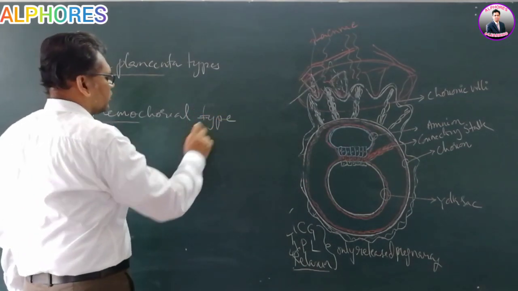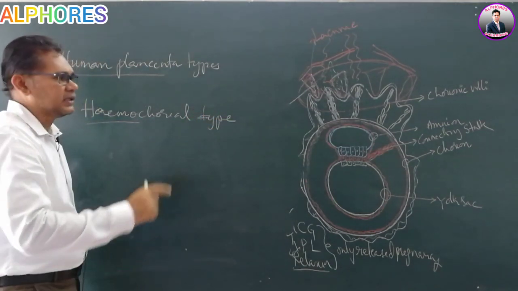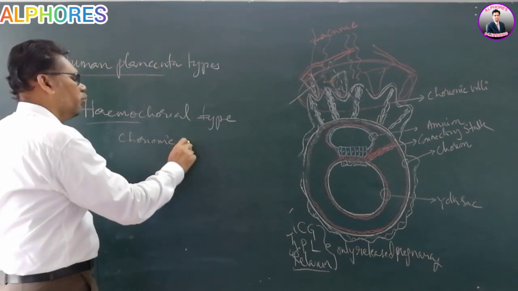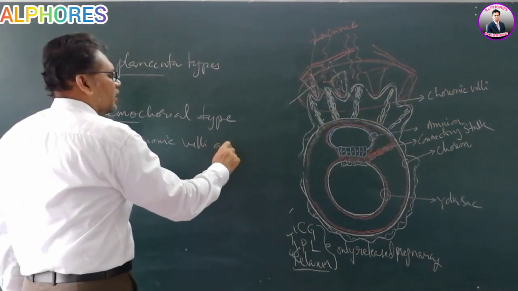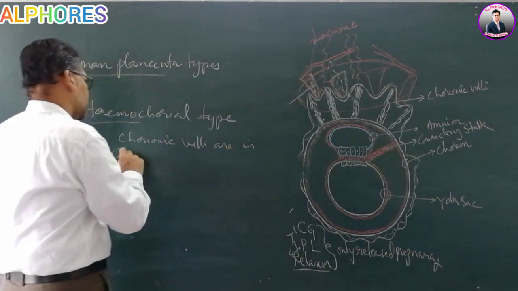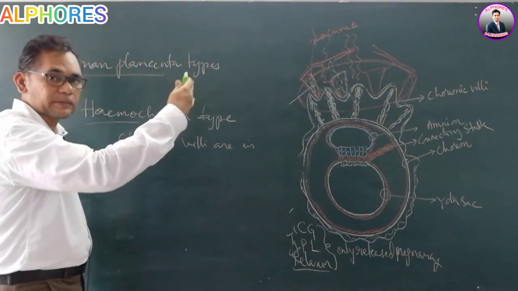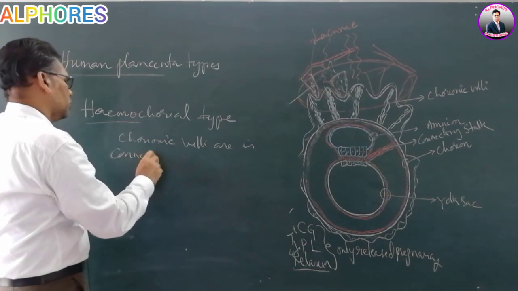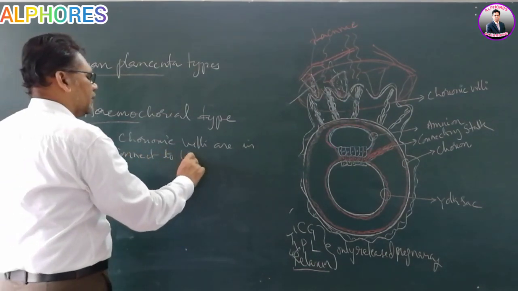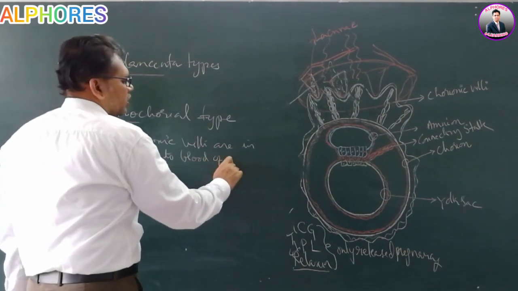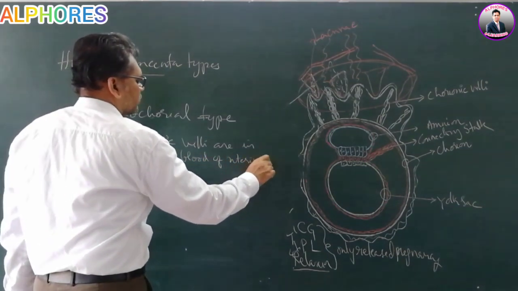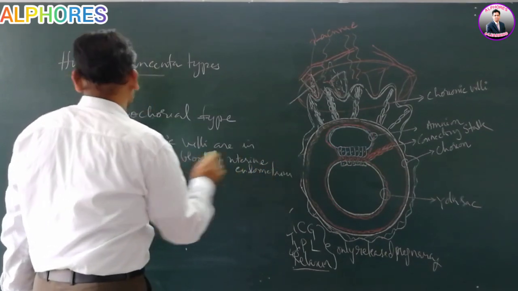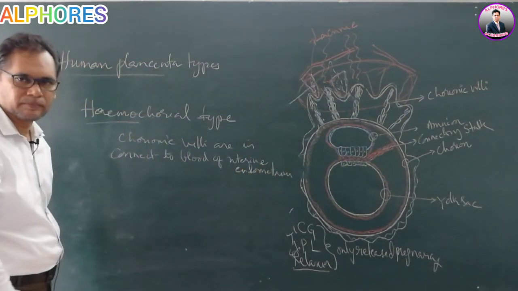This is hemochorial type because the chorionic villi are in connection with the blood of the mother, the maternal blood, connected to the blood of the uterine endometrium. Now hence we are saying this is hemochorial type.